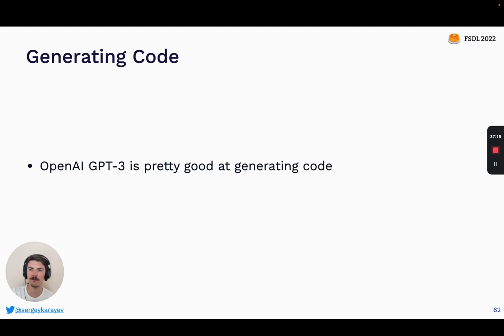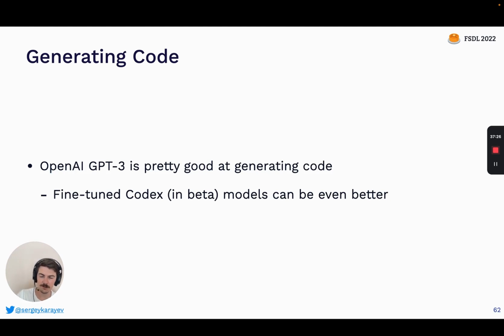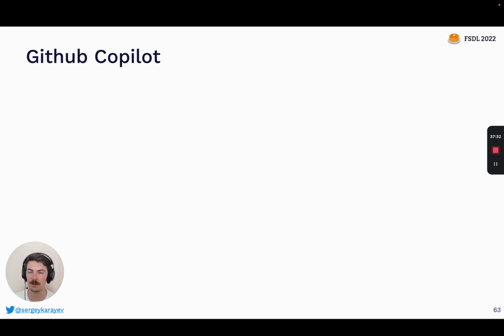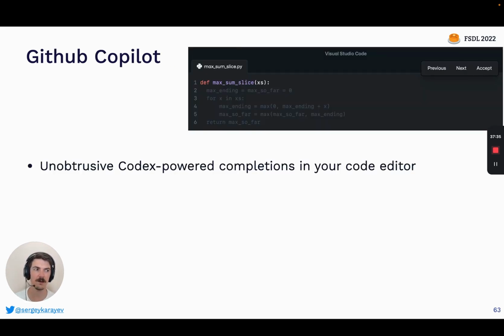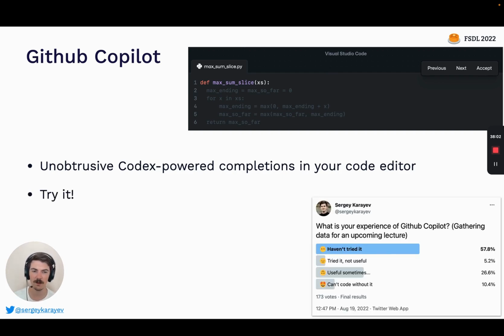So for generating code, you can use OpenAI. GPT-3 is pretty good at generating code. And they've also fine-tuned special Codex models, which are currently in beta, which can be even better for the task. GitHub Copilot is a productization of some of these models, which are basically code completions in your editor. I use VS Code, but it also works for PyCharm and some other ones, and it's pretty unobtrusive. They just display, in a grayed out font, stuff that you may want to type yourself. And if you see that the model suggested something that you were going to type, you can hit tab and accept it. And this works really well, but not a lot of people have tried it.